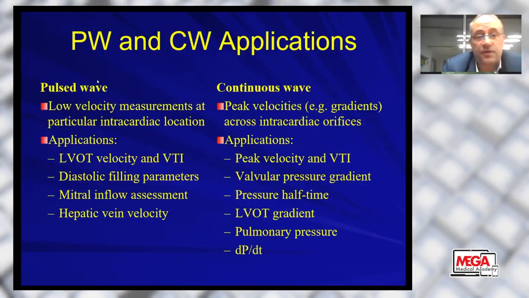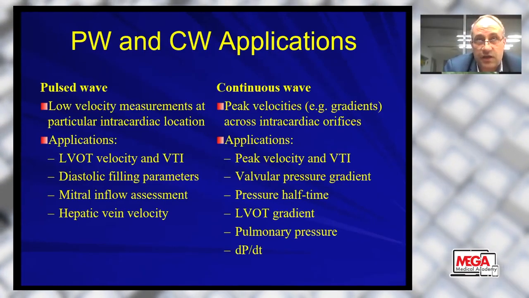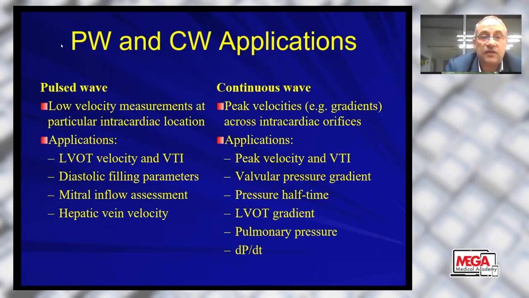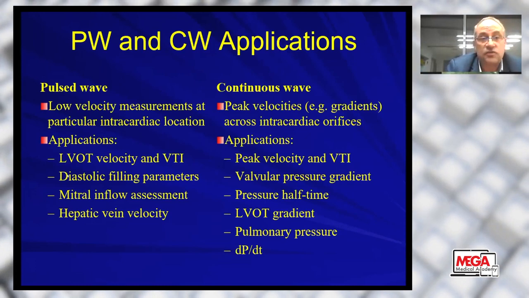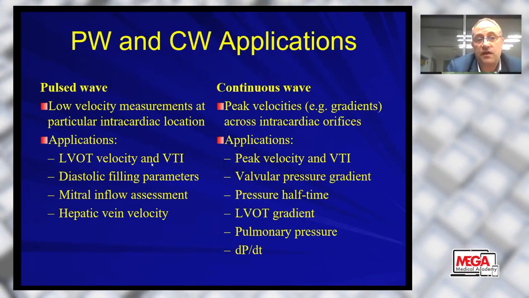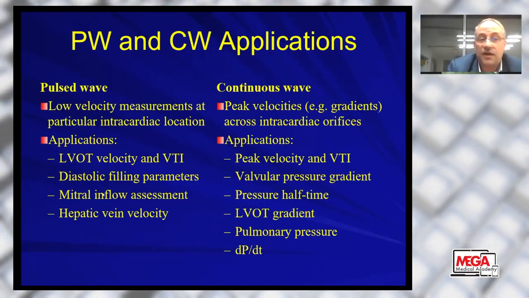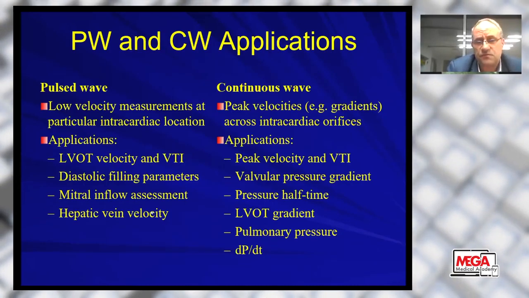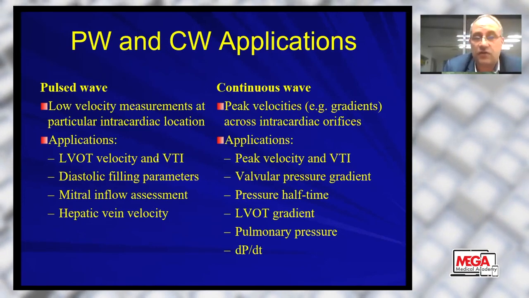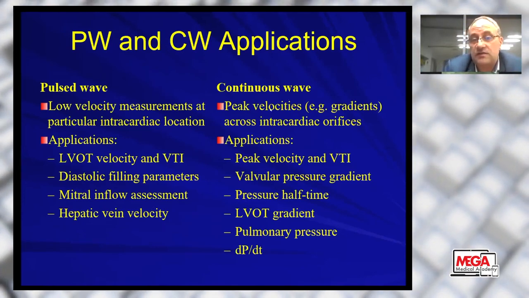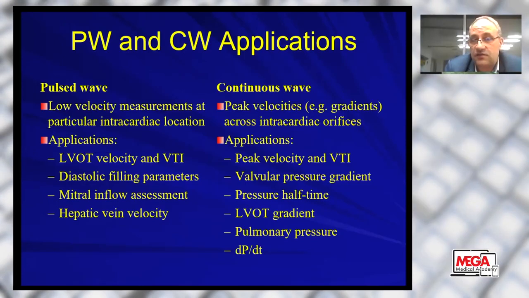Again, pulsed wave Doppler is suitable for low velocity because we have a limit, which is the Nyquist limit, above which I cannot have a measurement. So it's suitable for low velocity measurement at a particular location inside the heart, suitable for the LVOT, for the RVOT to measure the velocity, and for detecting diastolic function, the mitral inflow assessment, and hepatic vein velocity. Areas with low velocity. However, the continuous wave Doppler is very suitable to measure peak velocities, especially gradients across intracardiac orifices.